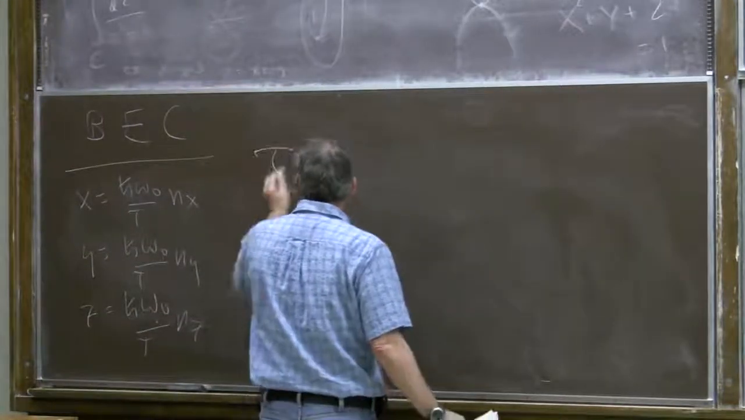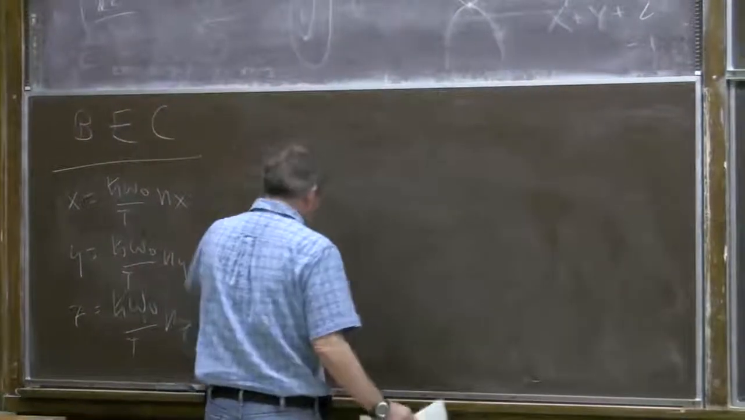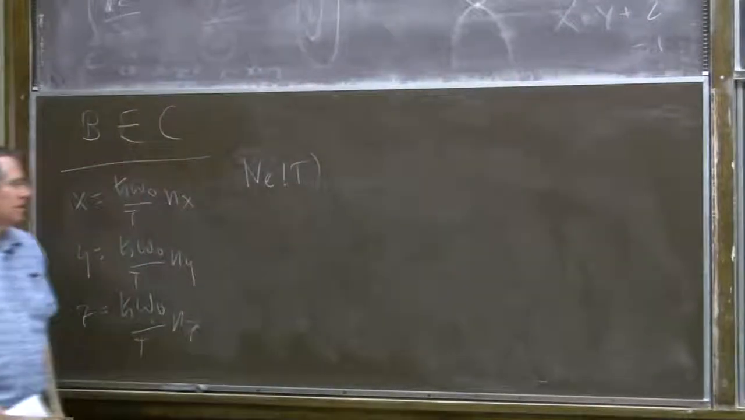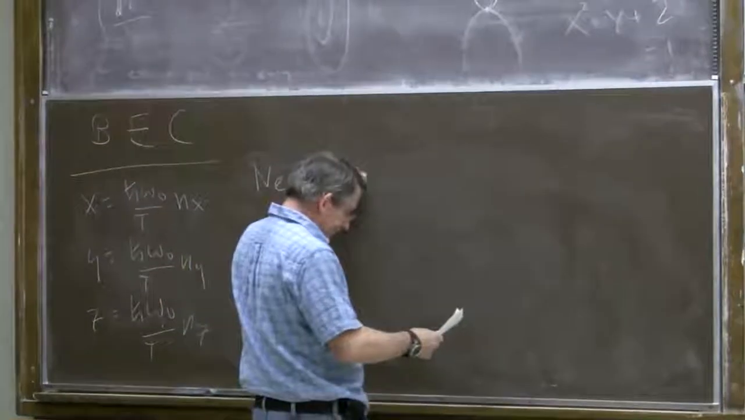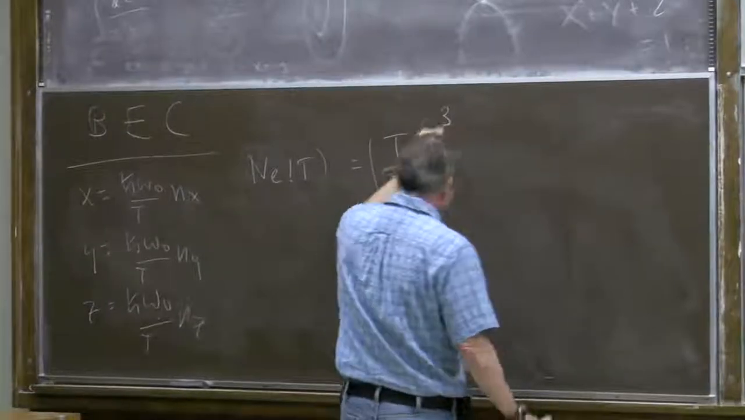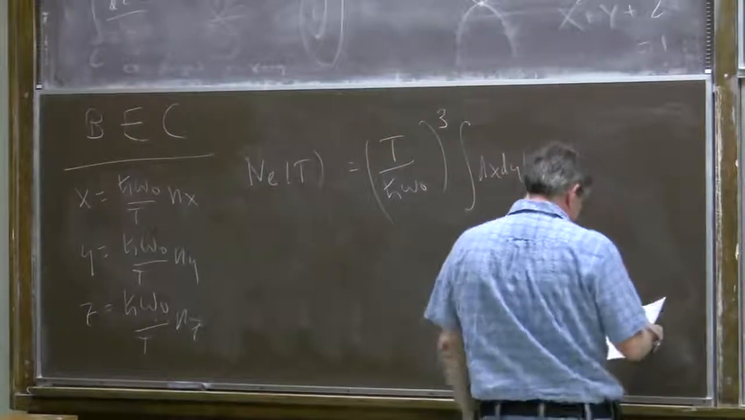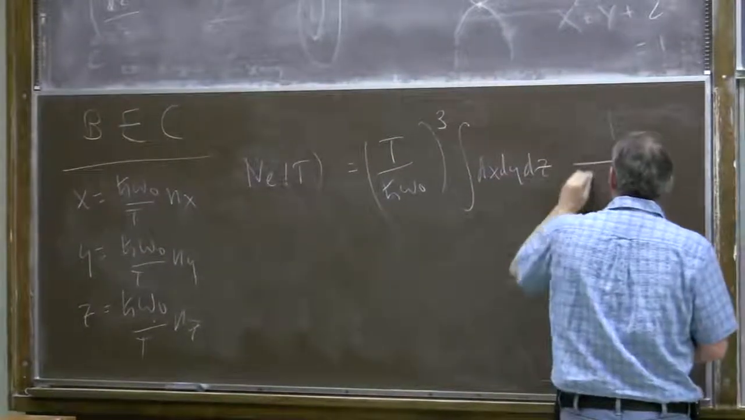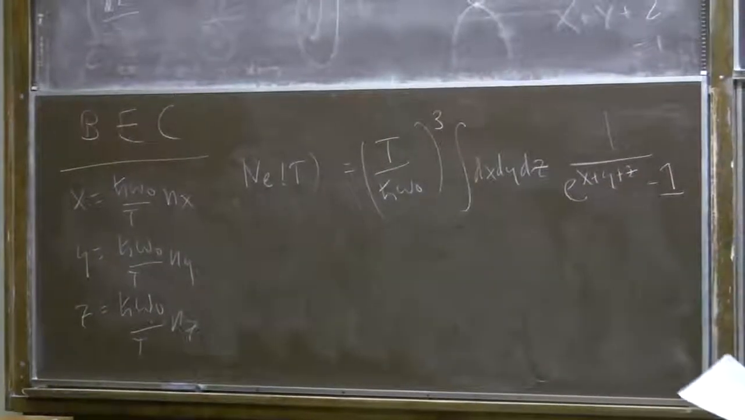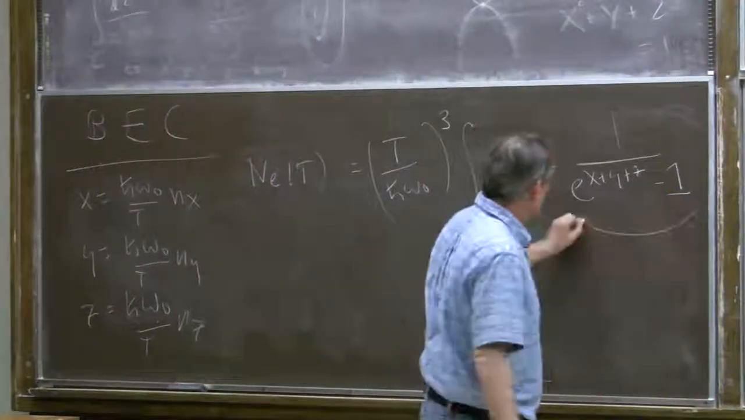And so when I replace the sum by an integral dx dy dz, I get 3 powers of tau over h bar omega. So I'm writing down again the number of atoms in excited orbitals. It's tau over h bar omega naught cubed, an integral dx dy dz, 1 over e to the x plus y plus z minus 1. So this is just some dimensionless integral.